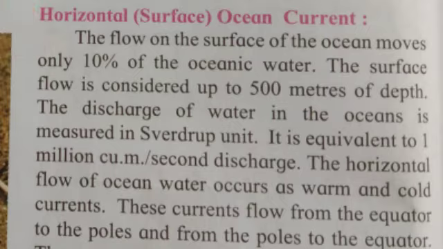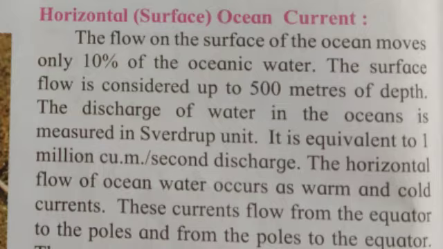The flow on the surface of the ocean moves only 10% of the oceanic water. The surface flow is considered up to 500 meters of depth. The discharge of water in the oceans is measured in Sverdrup unit. It is equivalent to 1 million cubic meters per second discharge.